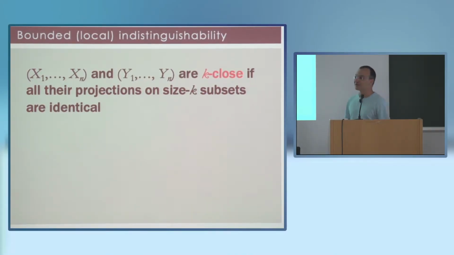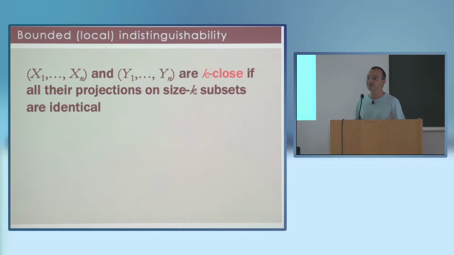So the notion I'm interested in is this notion of local indistinguishability of distributions. You have two distributions over, in this talk, bits, but you can also think of them as being over larger alphabet symbols. The property we want from these distributions is that they're distributions over n bits, but if you look at any k of those bits, you see the same thing in both distributions.